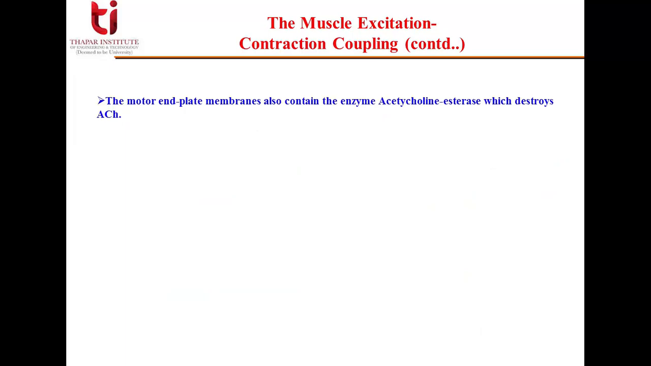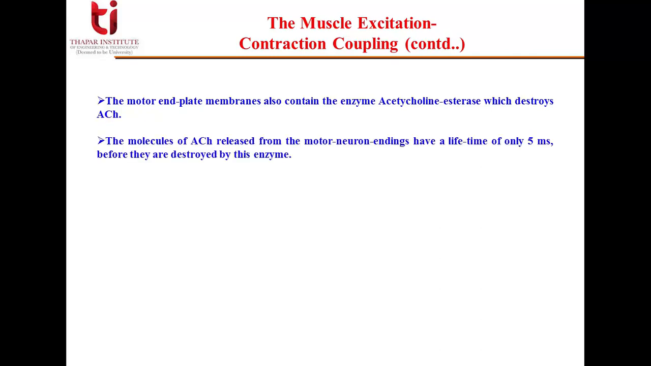Further, the motor end plate membranes also contain the enzyme acetylcholine esterase, which destroys acetylcholine. The molecules of this acetylcholine released from the motor neuron endings have a lifetime of only 5 milliseconds before they are destroyed by this enzyme. Once they are destroyed, the muscle membrane returns to its resting potential.